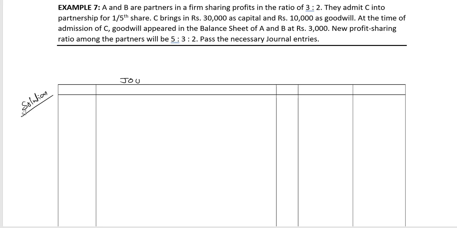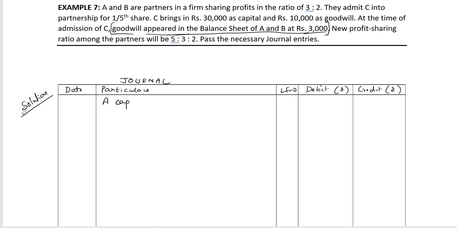Journal, date, particulars, LF number, debit rupees and credit rupees. We'll begin by writing off the existing goodwill. It says here that goodwill appeared in the balance sheet of A and B at rupees 3,000. So let's write it off.